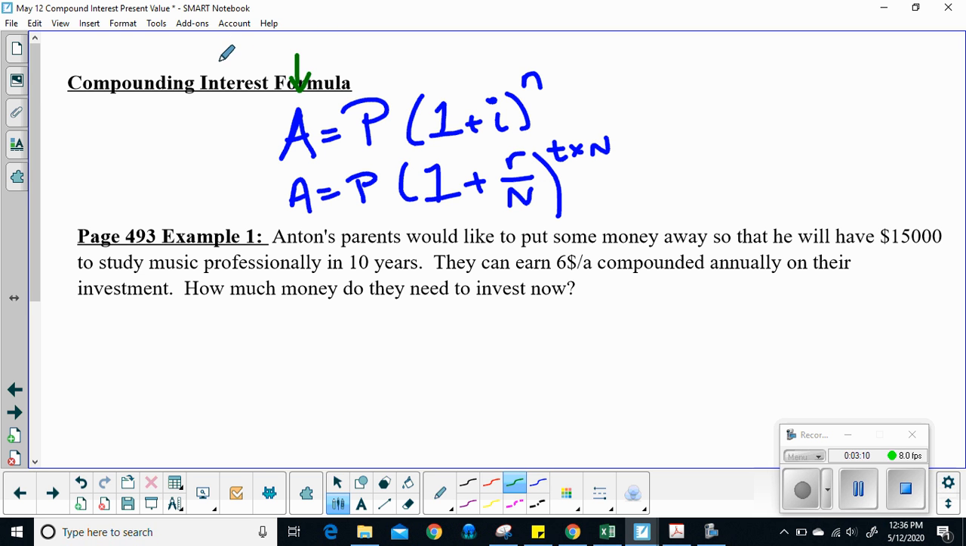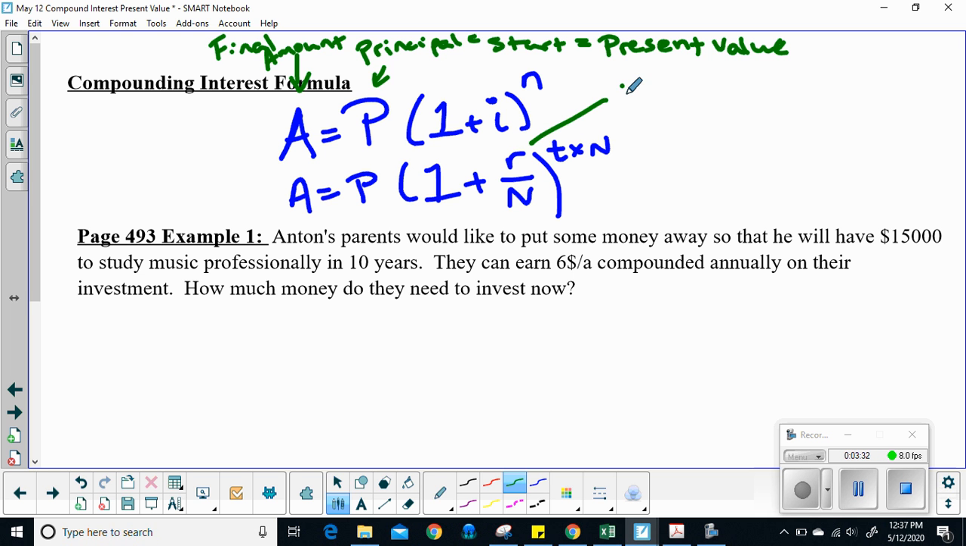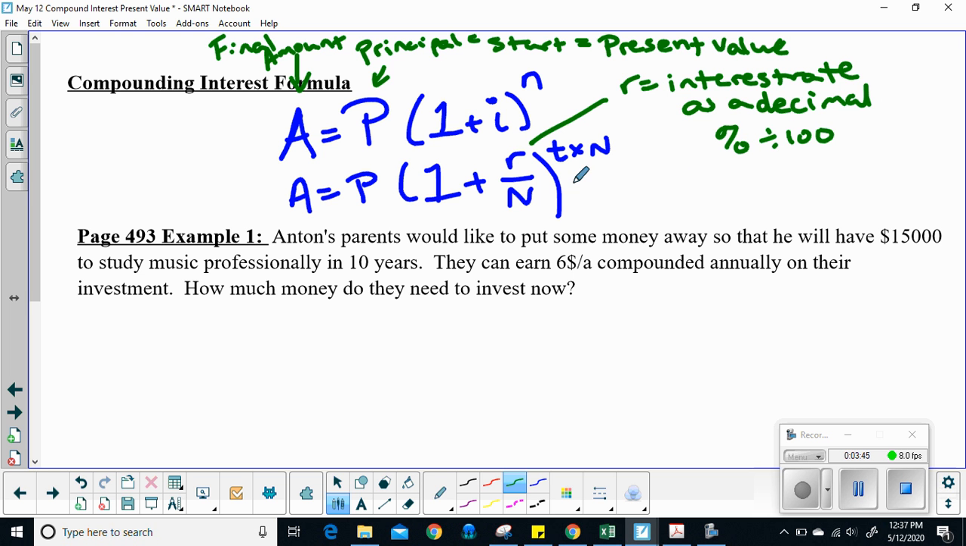So A, remember, is our final amount. That's your future value. P is your principal, which is your starting amount. That's your present value. Finance likes to have lots of words for things. Your little r, remember, is your interest rate as a decimal. So remember, you take your percent and you divide it by 100. t is our time in years.